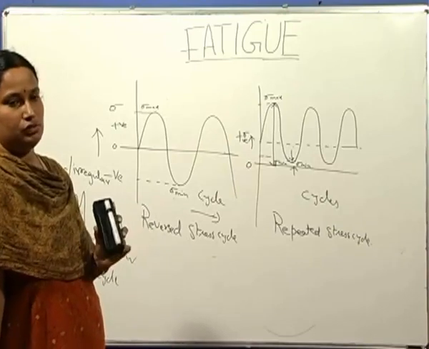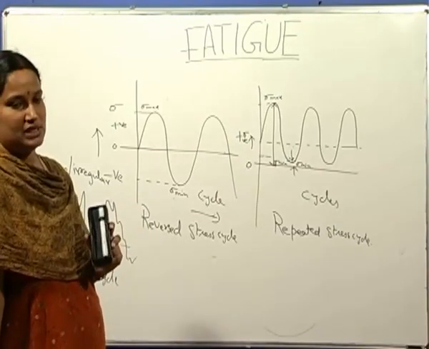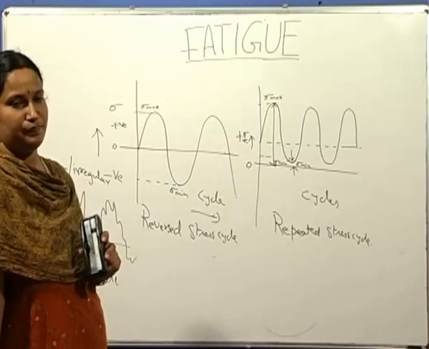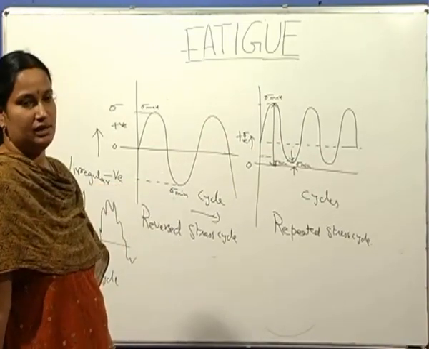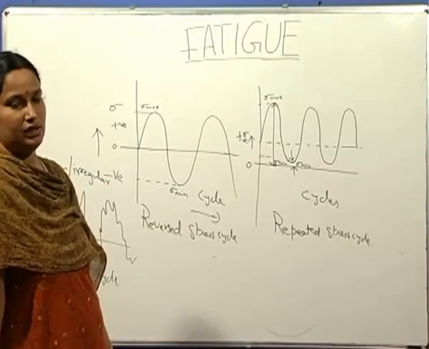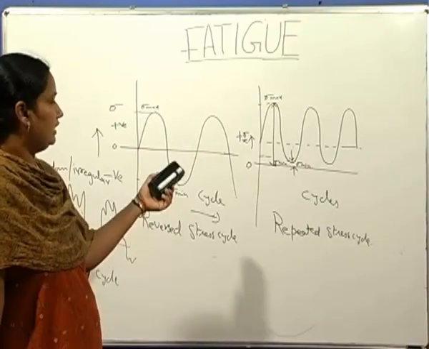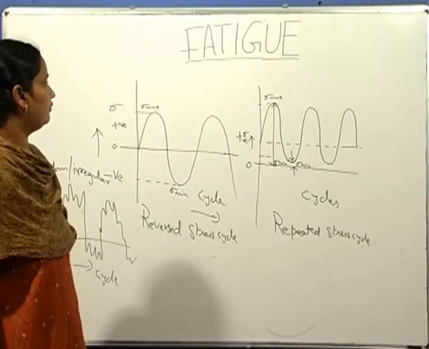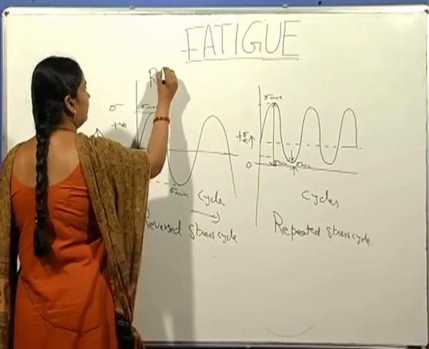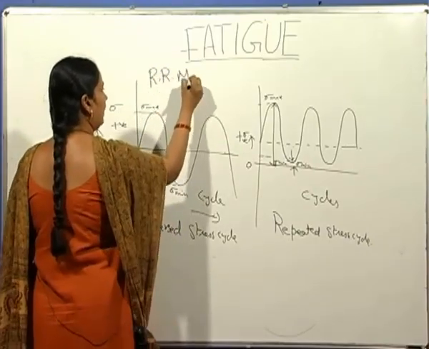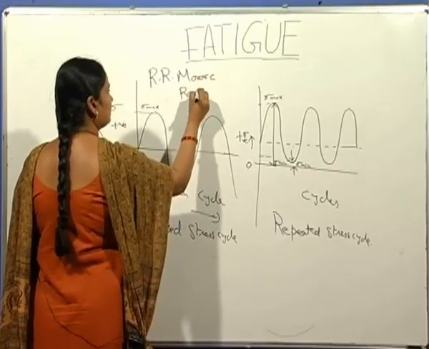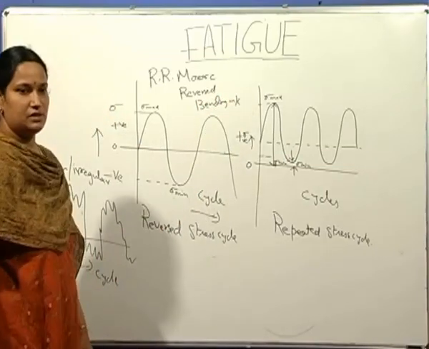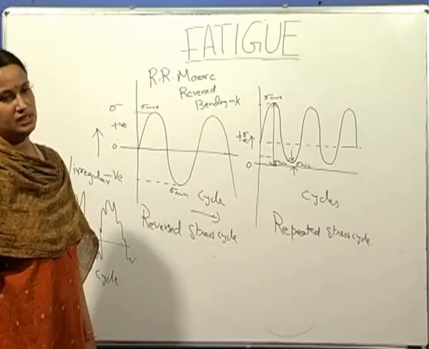Initially the origin of the fatigue test was conducted by R.R. Morey testing machine, rotating bend testing machine, which uses this type of stress cycle, that is completely reversed stress cycle. So most of the literature has the data with respect to this type of stress cycle, that is reversed stress cycle. So the first fatigue equipment is based on the reverse stress cycle, that is R.R. Morey reversed bending machine, which conducts the fatigue experiment under completely reversed stress cycle.